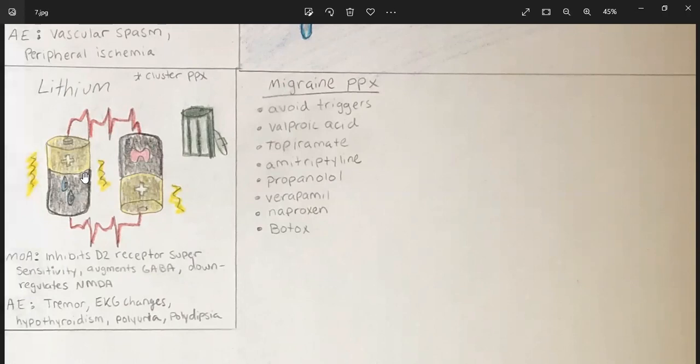Adverse effects are tremor. That's what these yellow lines are for. EKG changes. That's what these little spikes are for. Hypothyroidism. That's why there's a thyroid on here. And then polyuria and polydipsia. So there are two water droplets. Polydipsia, increased thirst. And then obviously if you're drinking more, you're going to be urinating more. So polyuria.